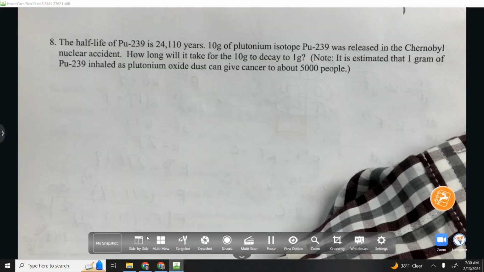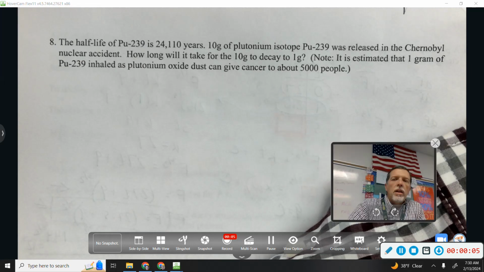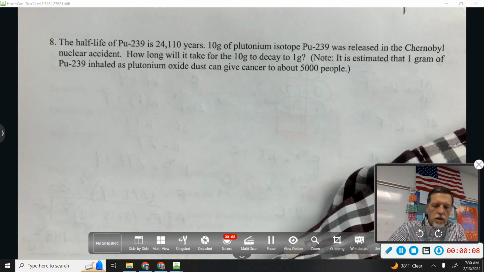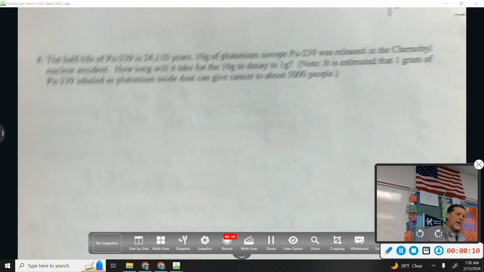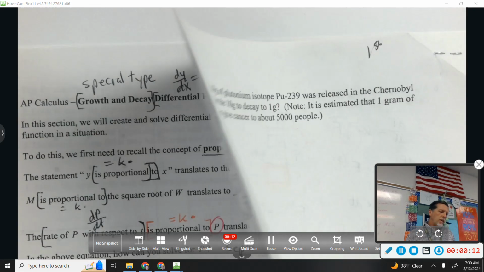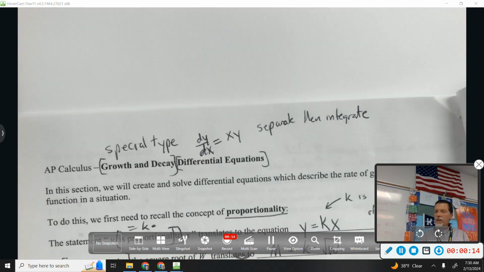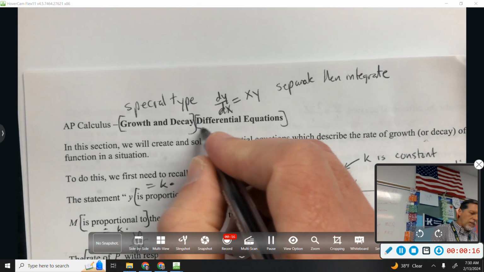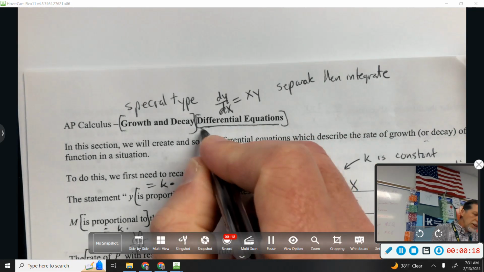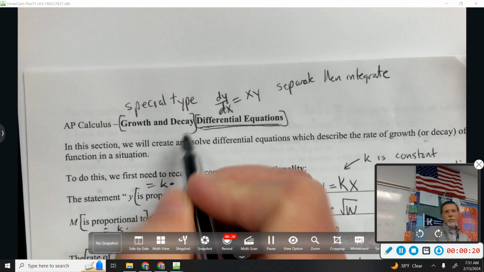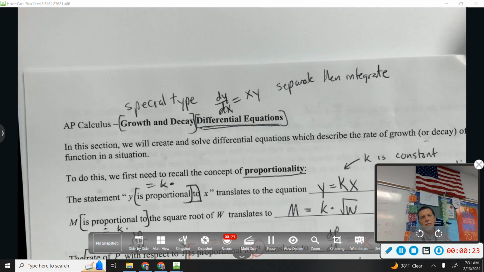Okay, so day 2 of the growth and decay differential equations. Again, we've done plenty of differential equations. We even did some growth and decay ones. We just didn't call them that at the time.